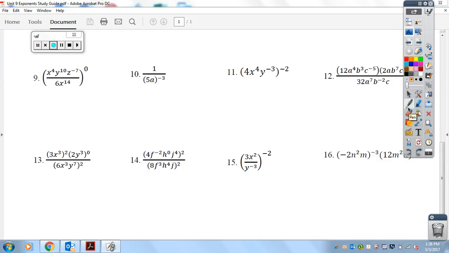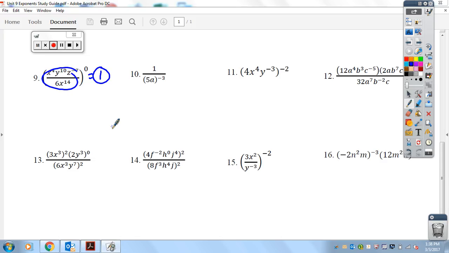Number 9, great question. We could do everything to the power of 0. So 4 times 0 is x to the 0. Y 10 is y to the 0. Negative 7 times 0 is z to the 0. Over, don't forget the 6 goes to the 0 power also. Times x to the 14 times 0 is 0. Now anything to the power of 0 is 1, times anything to the power of 0 is 1, times anything to the power of 0 is 1. All over 1 times 1, which is 1, which is 1. Or what you probably should have done was literally anything to the power of 0 is 1.